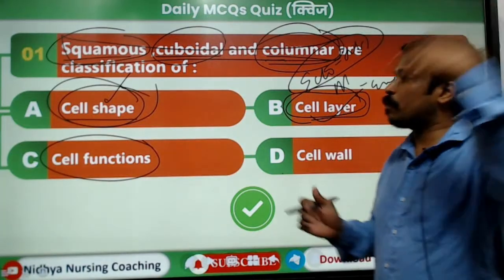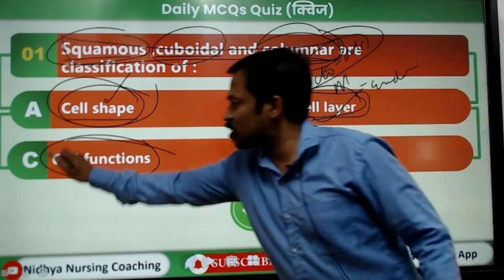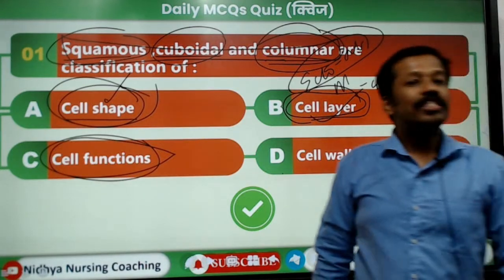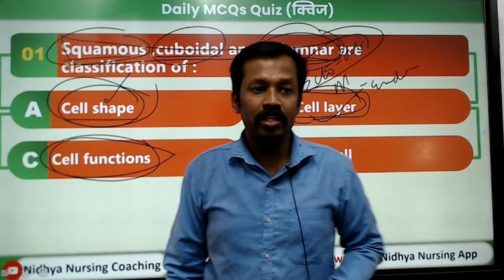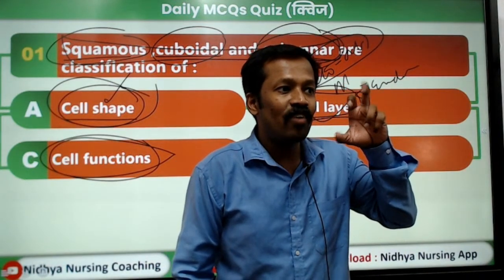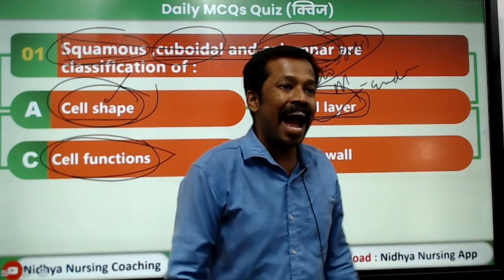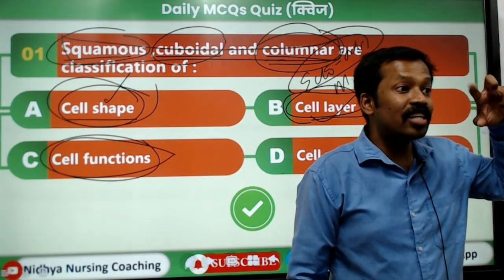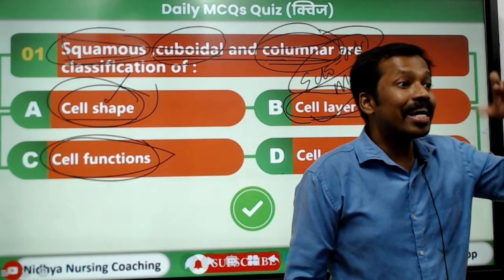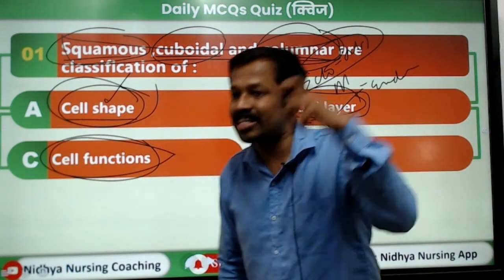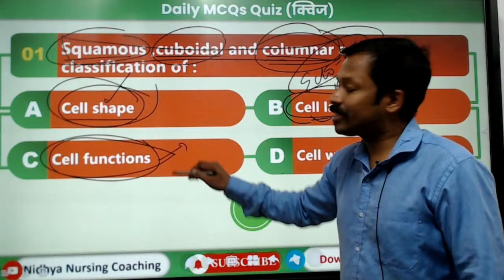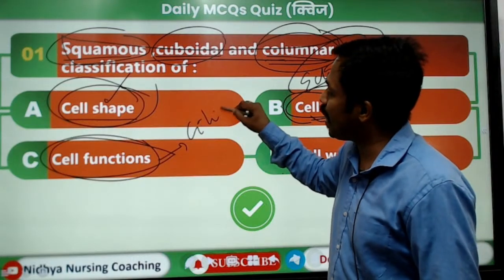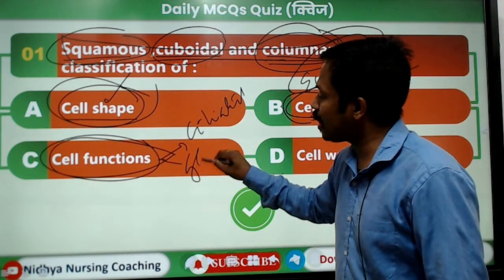Coming to cell functions. According to cell functions, what are the classifications? Ciliated cells and glandular cells. What is the ciliated cell function? Mobility, very good. What is the function of glandular cells? Secretions. It is a secretory function. So on the basis of function, the cell is classified into ciliated cells or glandular cells.